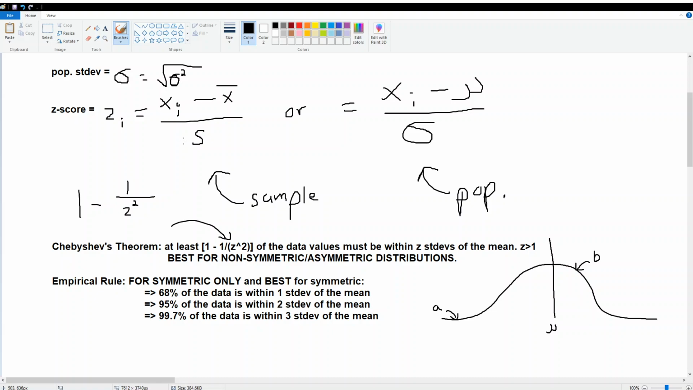Now, Chebyshev's theorem works for both symmetric and asymmetric distributions, but it is best for asymmetric distributions because we have something called the empirical rule that is more useful for symmetric distributions, i.e. ones like this bell curve we have here.